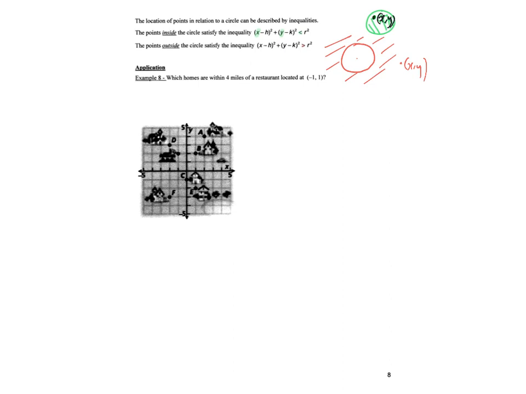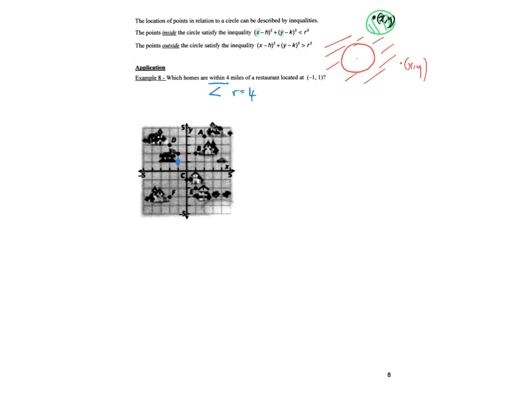So here we have an example. We're asking which homes are within 4 miles of a restaurant located at -1, 1. Well, -1, 1 is right here. I'll use a different colour. -1, 1 is right there. So we want to know what homes are within 4 miles, so inside the circle of radius 4.